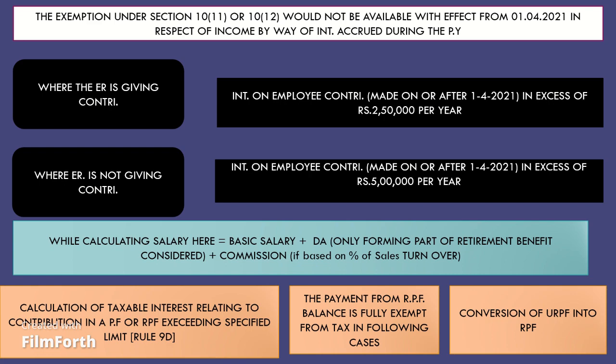Accumulated balance due and becoming payable to an employee participating in a recognized Provident Fund, RPF, would be exempt under Section 10(12). However, the exemption under Section 10(11) or 10(12) would not be available in respect of income by way of interest accrued during the previous year to the extent it relates to the amount, or the aggregate of amounts, of contribution made by that person or employee exceeding Rs. 2,50,000 in any previous year in that fund, on or after April 1, 2021.